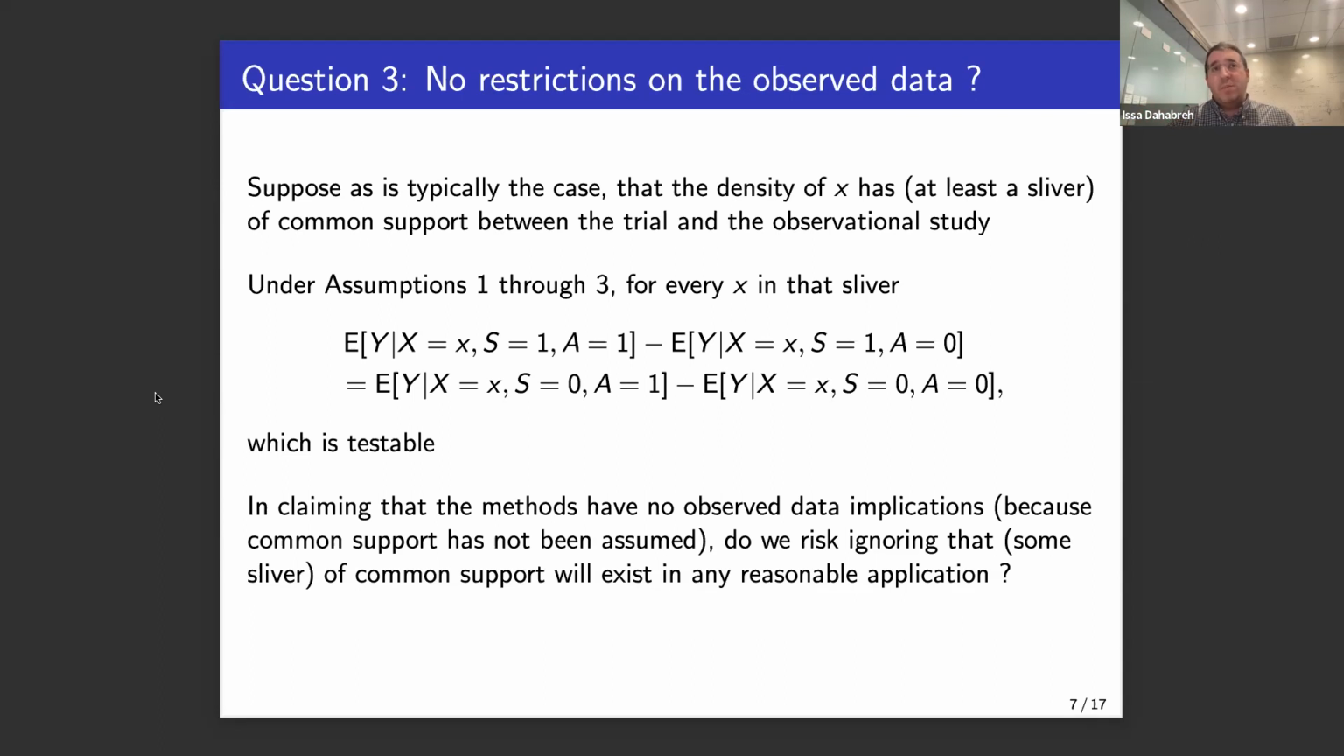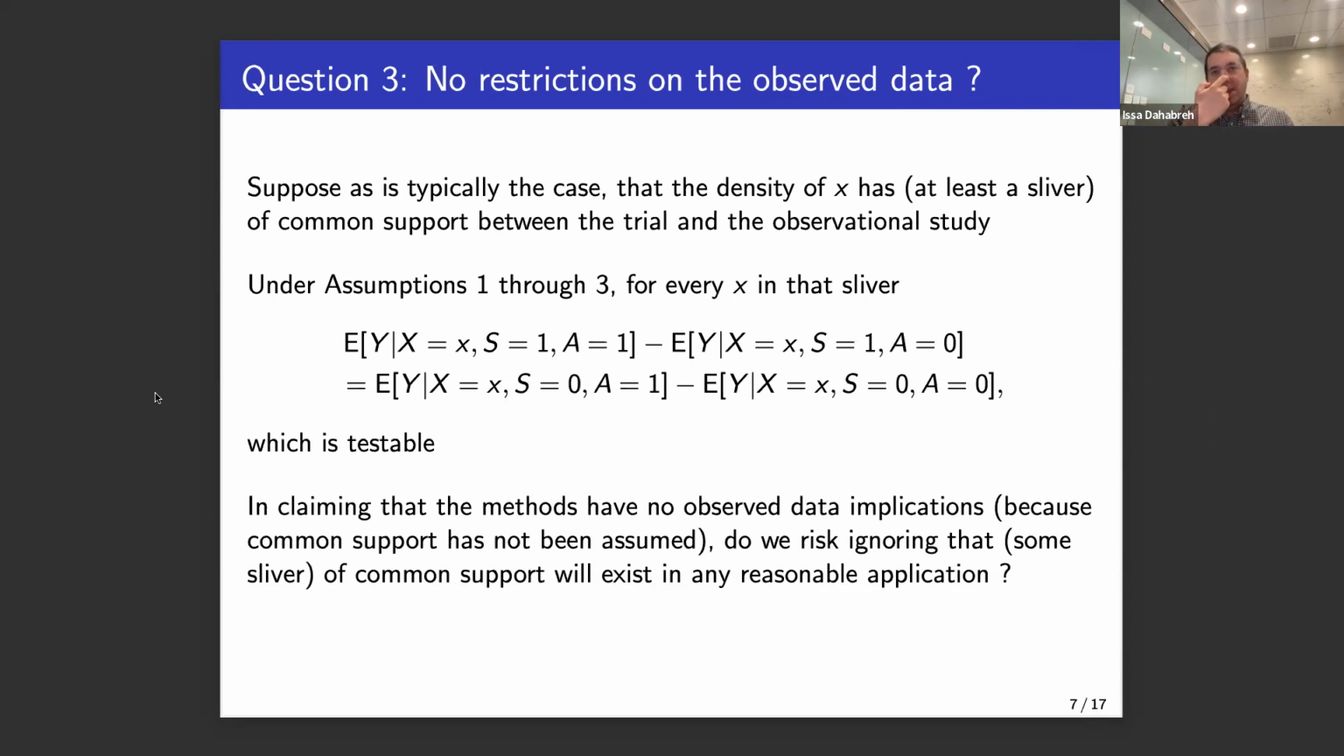And so, for example, in the chemo problem, I think most people would believe that the healthiest people in the observational study can have overlap in their covariates with the sickest people in the trial. And so some overlap, I think, is not unreasonable. And so then if I combine assumptions 1 through 3, for every X value in that sliver of common support, and I realize you don't want to assume it's big, but I feel like it's almost there.